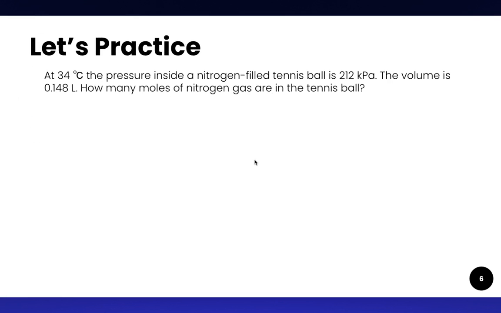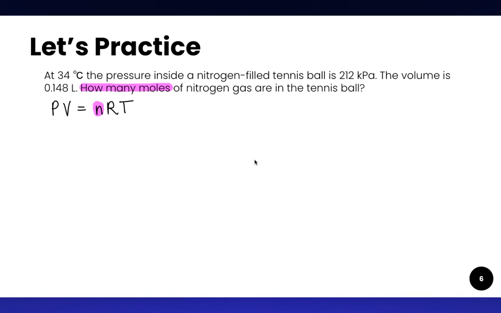Okay, let's do a couple of practice problems. At 34 degrees Celsius, the pressure inside a nitrogen-filled tennis ball is 212 kilopascals. The volume is 0.148 liters. How many moles of nitrogen gas are in the tennis ball? Okay, so we're going to write out our ideal gas law. PV equals nRT. What are they asking us for? It says right here, how many moles? Okay, so they're asking for N.